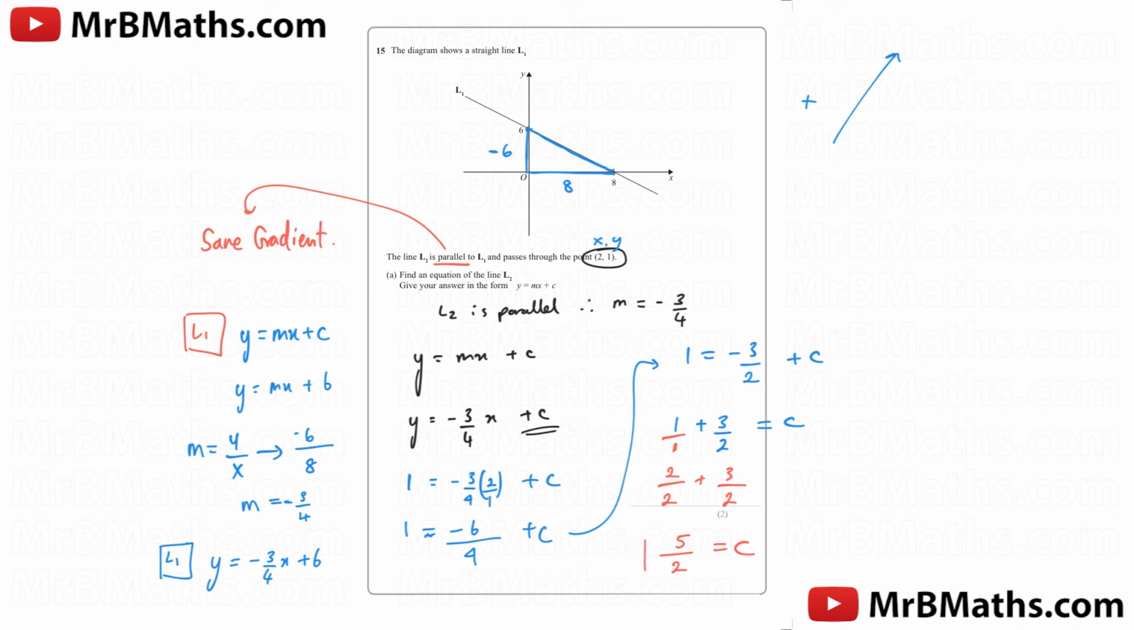So now if we add all of this into our equation, which is y equals mx plus c, we found m early on, which is y equals negative 3 over 4 x, and we just found our plus c, which is plus 5 over 2, or you can write this as y equals negative 3 over 4 x plus 2.5, because 5 divided by 2 is 2.5.